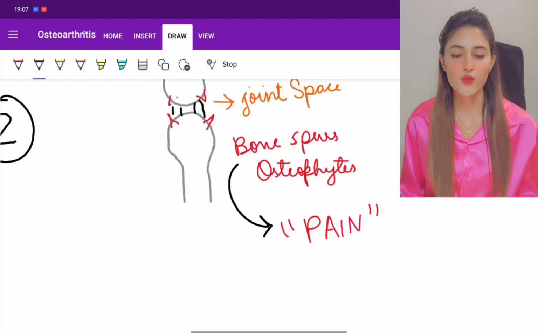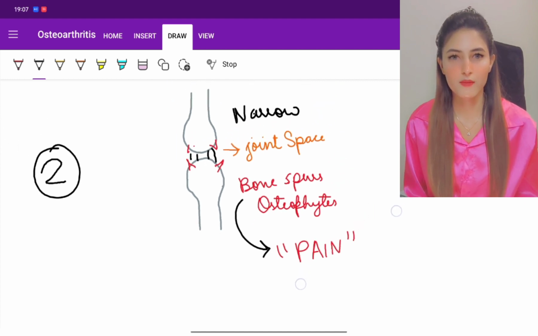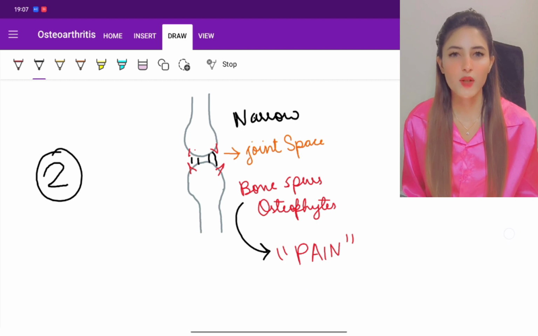The other clinical features of a patient presenting with osteoarthritis will be stiffness, swelling due to bony spurs, tenderness, and limited range of motion. So that's pretty much it about today's lecture.